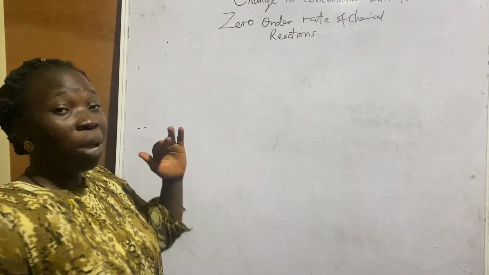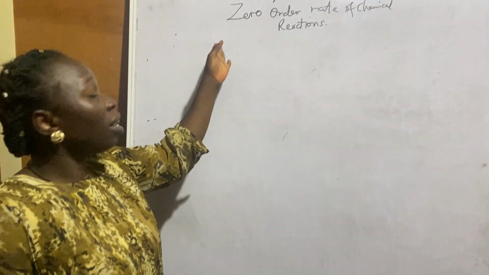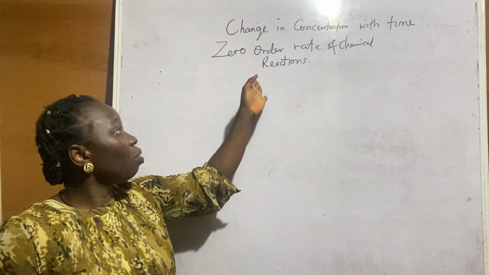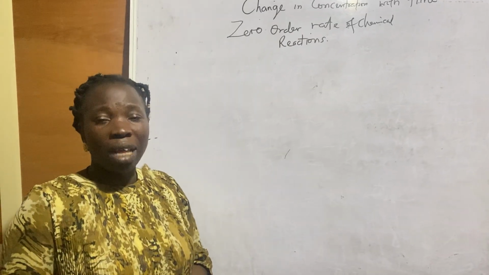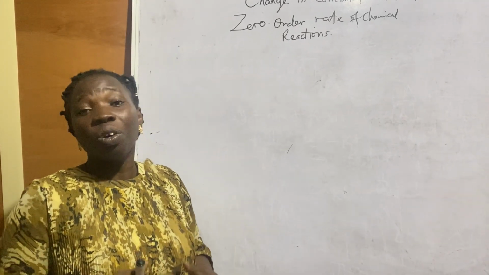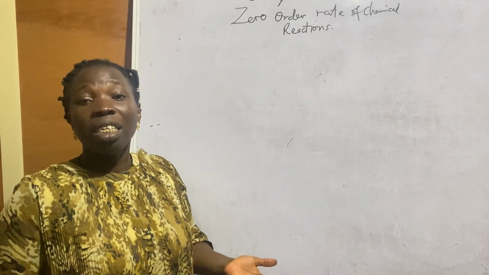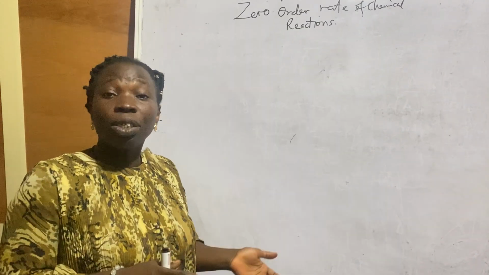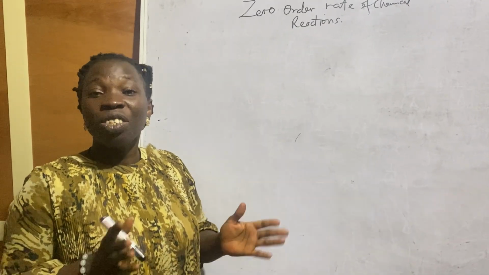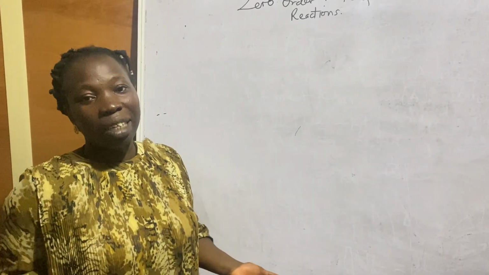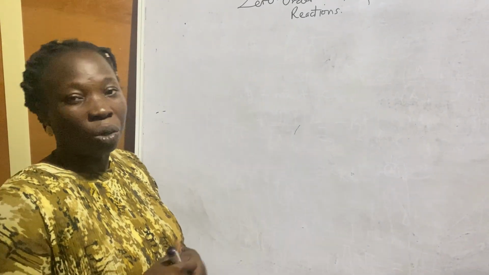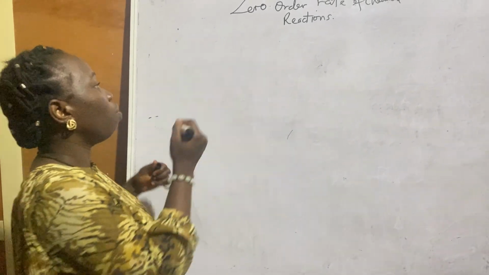Okay, so we have talked about first order, second order of chemical reaction, and now we'll be talking about zero order rate of chemical reaction. When they say zero order, it means that the change in concentration of the reactant is what? Zero. That means the rate of chemical reaction does not depend on what? The concentration of the reactant. That means it's independent of what? The concentration of the reactant.